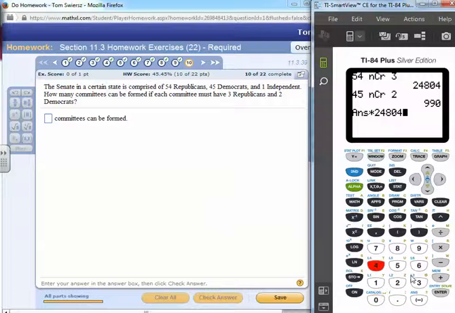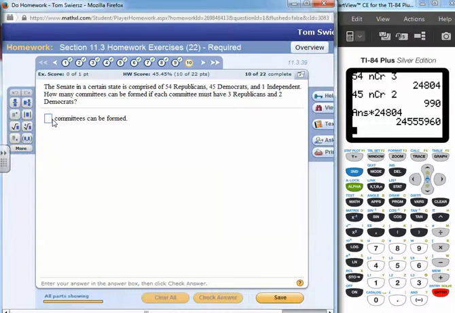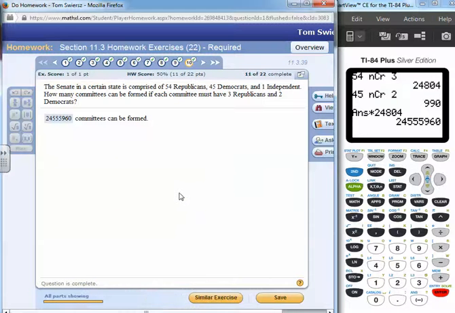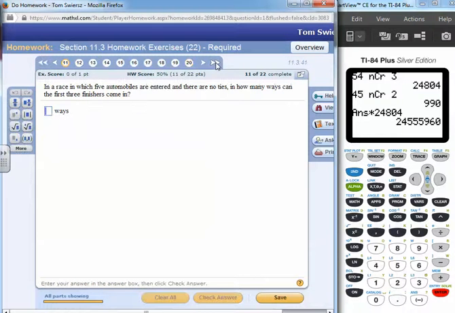The order doesn't matter as long as we multiply the 2 numbers together, and believe it or not, we get a lot of different combinations: 24,555,960, because there are so many Republicans and Democrats, right? There's 54 and 45, so that's a lot. So that's why the number is so large. All right, very good. That solves problem number 10.